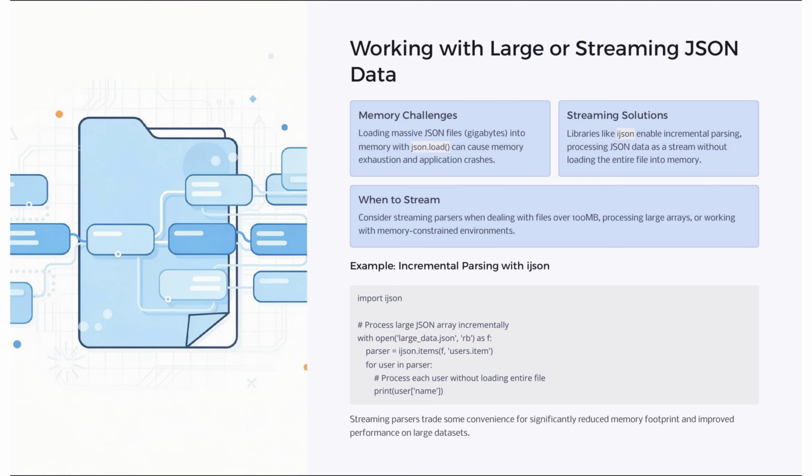Handling large JSON data can strain memory, risking crashes. Libraries like ijson offer streaming solutions, parsing data incrementally. This approach is ideal for files over 100 megabytes or in memory-limited environments. For instance, ijson processes large arrays without loading them entirely, enhancing performance and reducing memory usage. Consider streaming parsers for efficient large dataset management.